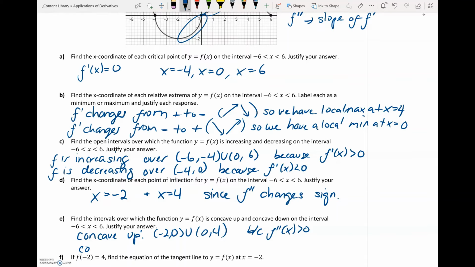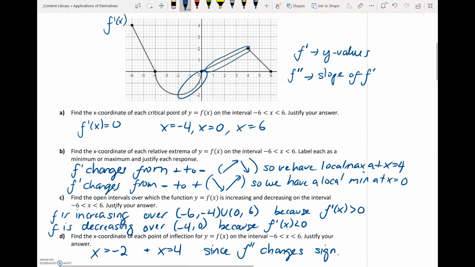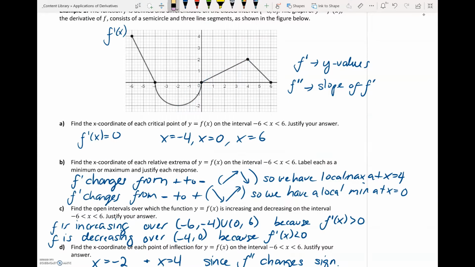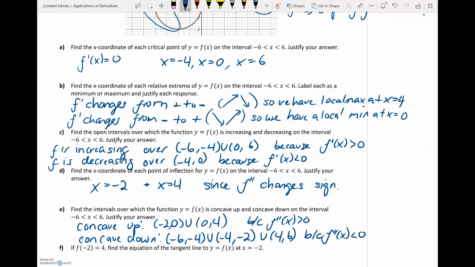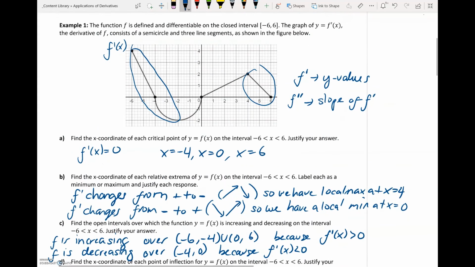Now looking for concave down, we're going to look at the slopes that are negative in f prime. So we have that from here, and we also have it here. So that's -6 to -4, and -4 to -2, and then 4 to 6. And this is because f double prime is negative. Our slope is negative for f prime.